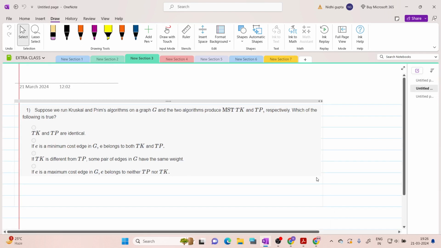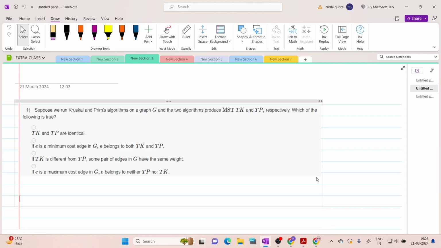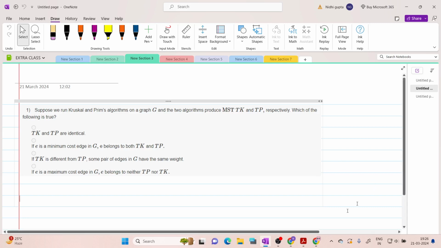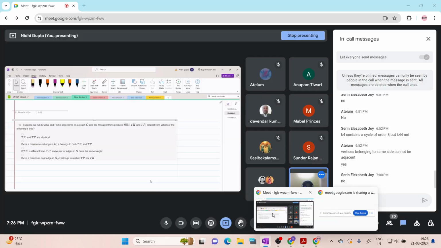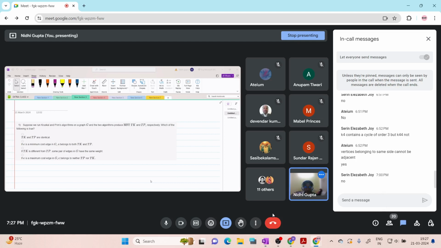So this was Prim's algorithm. We also have Kruskal's algorithm. Suppose we are running both of these algorithms and both are producing a minimal spanning tree. Then which of the following is true? Kruskal's algorithm is providing minimal spanning tree Tk and Prim's algorithm is providing minimal spanning tree Tp. The first claim is that Tk and Tp are identical. True or false? This is false, ma'am.